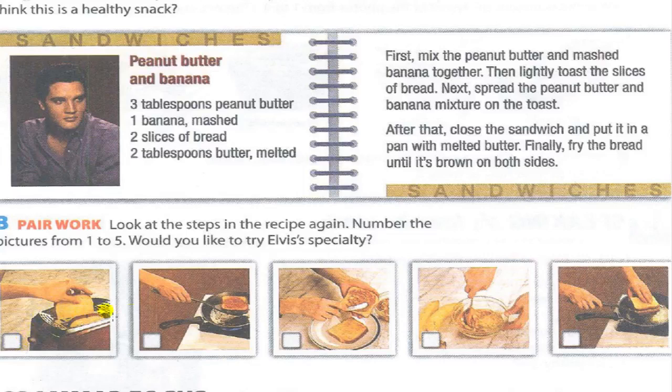Next, spread the peanut butter and banana mixture on the toast. This is the mixture. We mix the banana and the peanut butter, so put them on the toast.